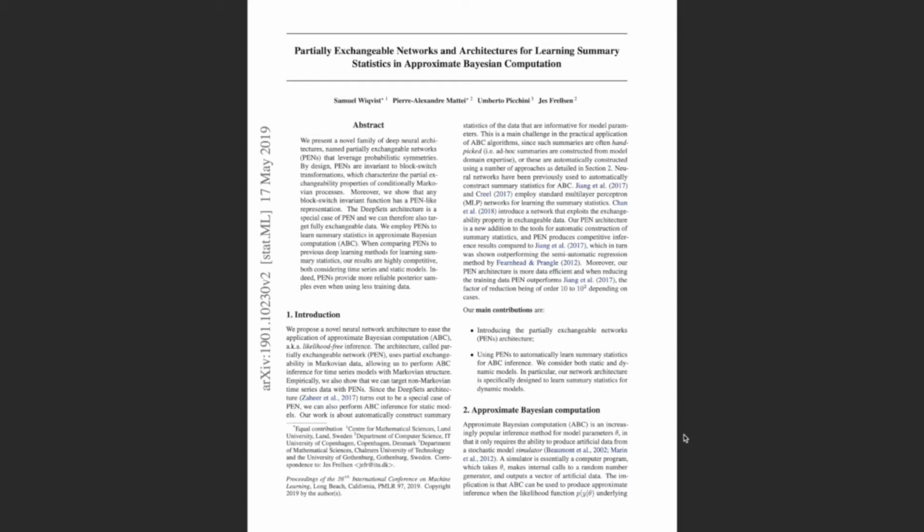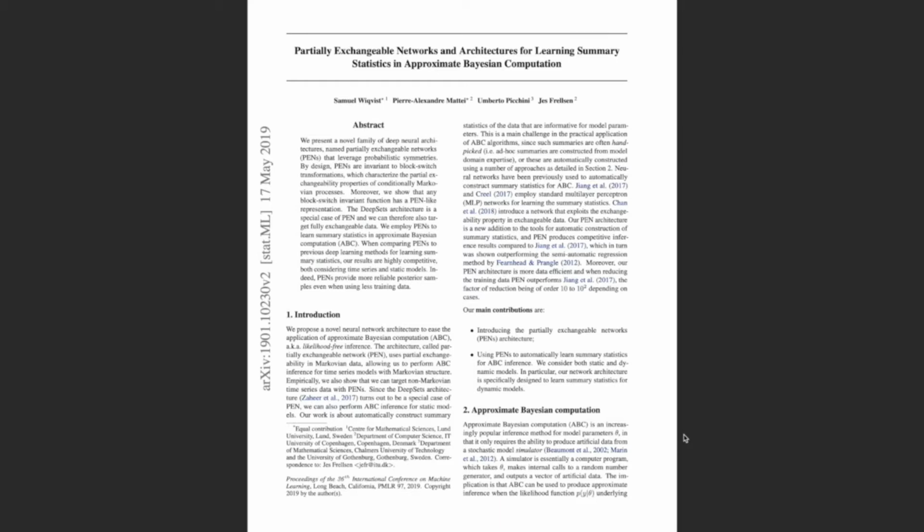So this paper, firstly, I want to briefly introduce what they have done. They basically proposed a module, partially exchangeable networks. It is used to approximate Bayesian computation, to show that their module is better than the existing modules.